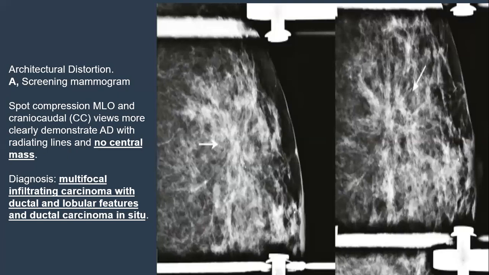Okay, and this is another example of architectural distortion rather than superimposition. Here, it looks as if there is added density, but in the other view you see there is a central point and all these radiating lines from all directions toward this central region. There is multifocal asymmetry around this distortion, and it was multifocal infiltrating carcinoma with ductal and lobular features, mixed type, as well as DCIS.